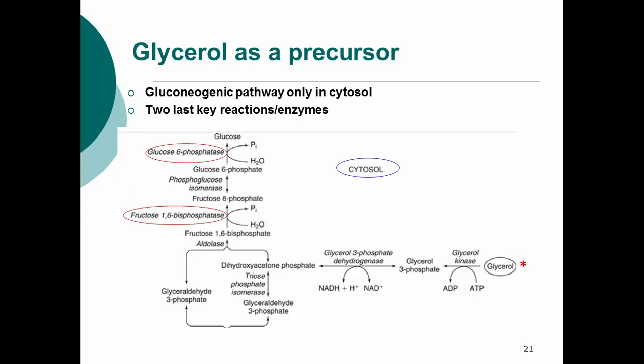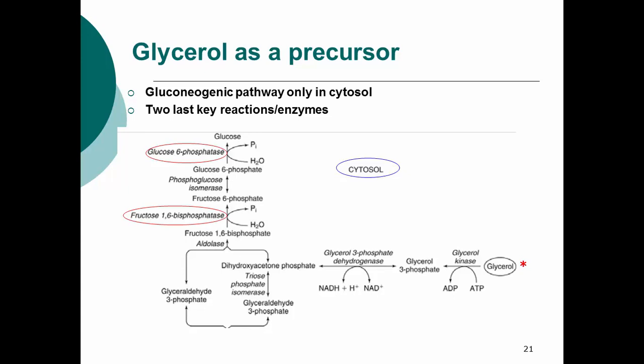All right. And the last one, we're going to talk about glycerol. Glycerol can also be used as a precursor for gluconeogenesis, and glycerol only involves two key reactions in the cytosol. This is the pathway for gluconeogenesis with glycerol as the initial molecule.